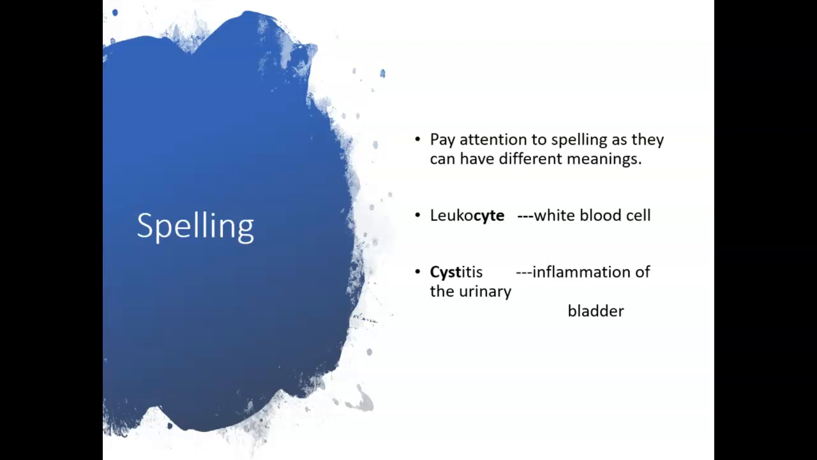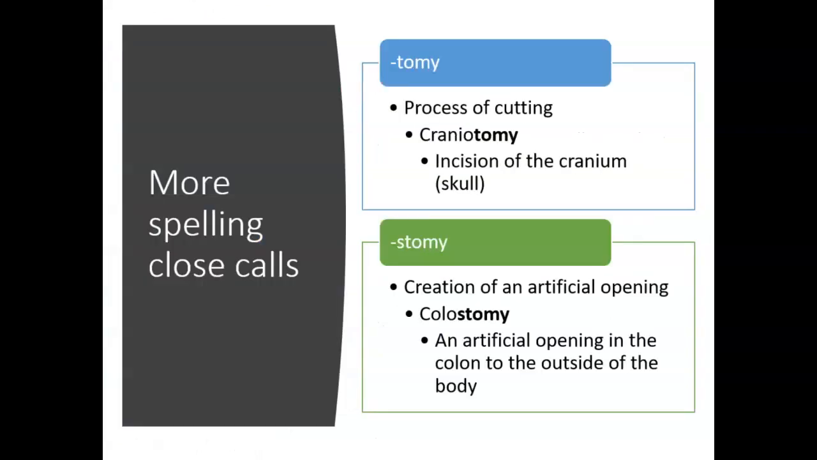We talked in our previous session about spelling. Spelling is very crucial. We need to pay close attention to it because they can have different meanings. You can see we have leukocyte, C-Y-T-E, and cystitis are very close with their spelling. But cyte, C-Y-T-E, is cell. So a leukocyte is a white blood cell, whereas cystitis, cysto, is a root word that means urinary bladder. So cystitis is inflammation of the urinary bladder.